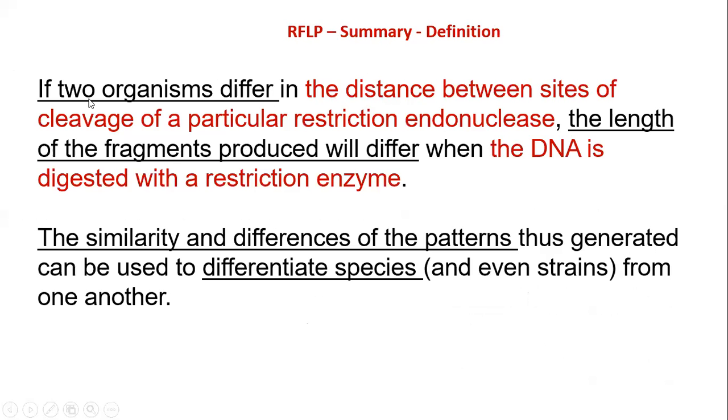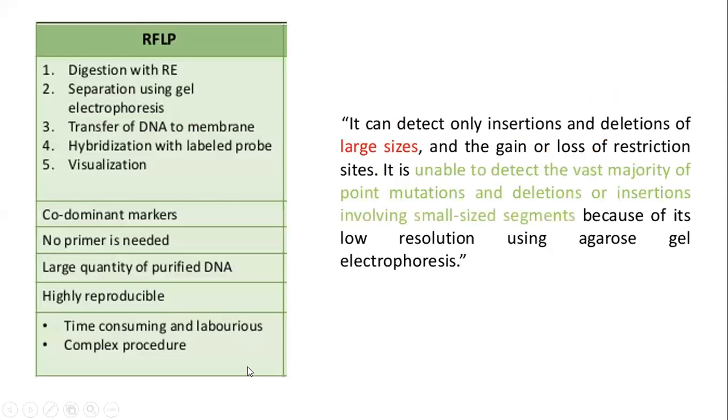So, in summary, RFLP reflects that if two organisms differ in the distance between the sites of cleavage of a particular restriction endonuclease, the length of the fragments produced after digestion will differ. This is the fundamental basis of the difference and similarity of the bands. You can deduce the allelic composition, or allelic mutations or variations, in the polymorphism.